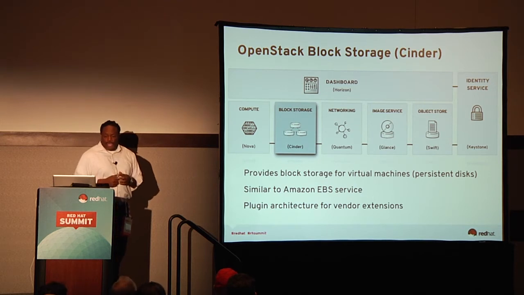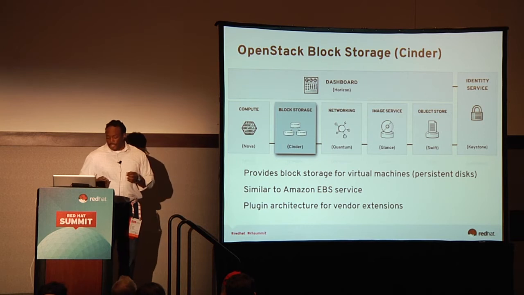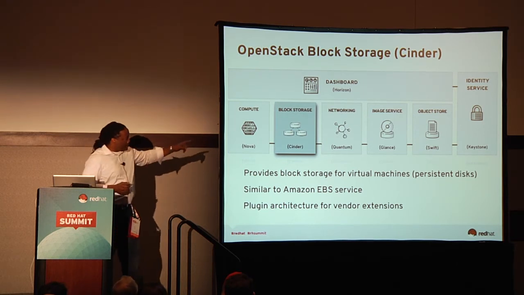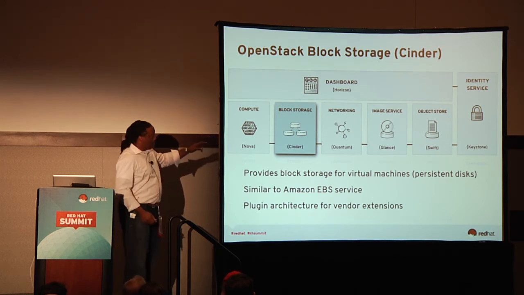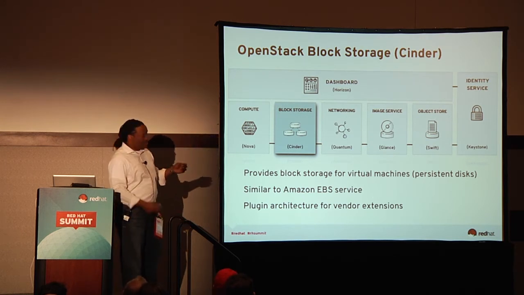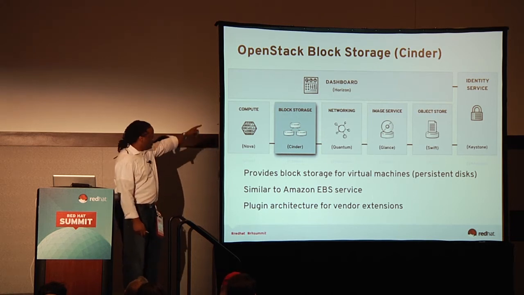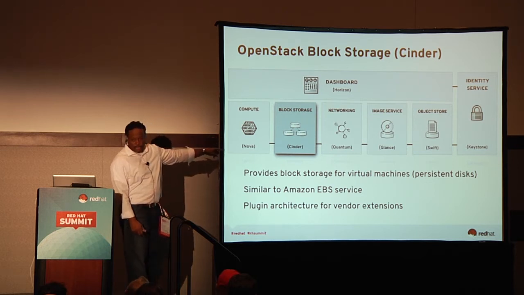So next up is block storage. This is codenamed Cinder. So let me back up. If you look at the top, that is the public-facing name for the service. So you'll see OpenStack block storage, and then OpenStack compute. Well, there are code names for each one of those. So for compute, the code name is Nova. For block storage, the code name is Cinder.